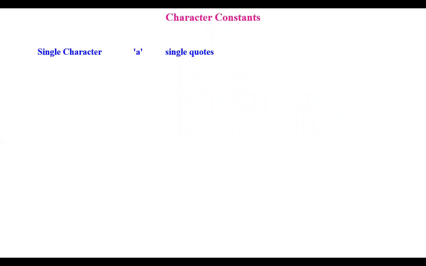So these character constants can be declared with single quotations, right? A single character A that I want to declare must be specified in single quotation marks.